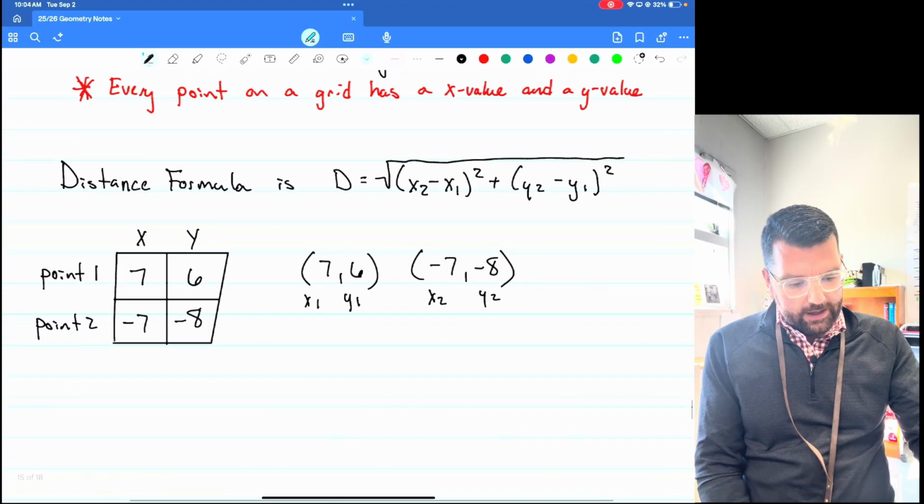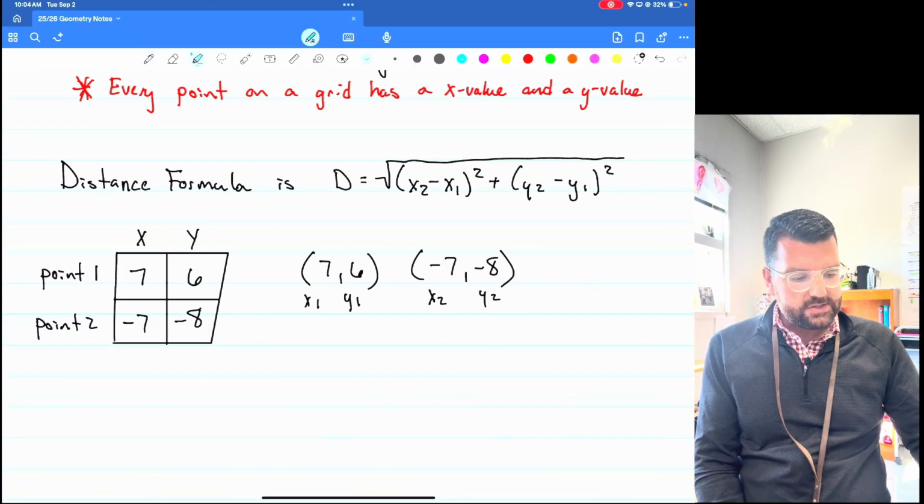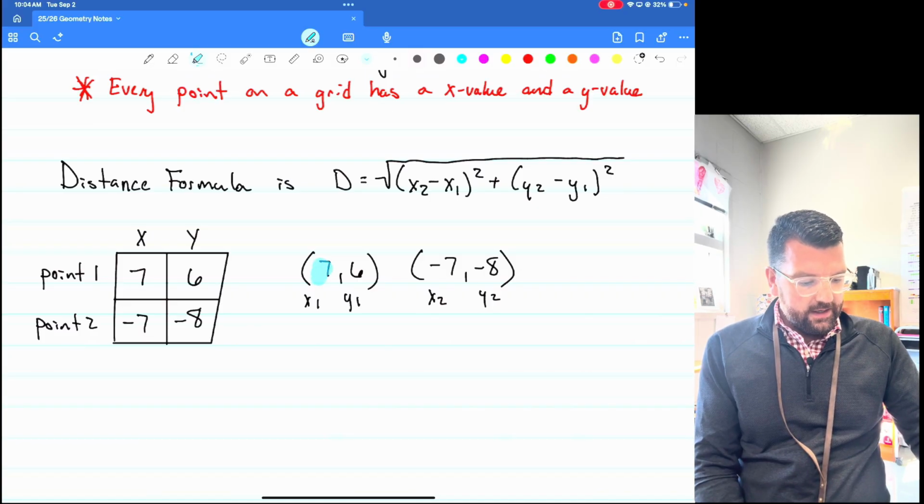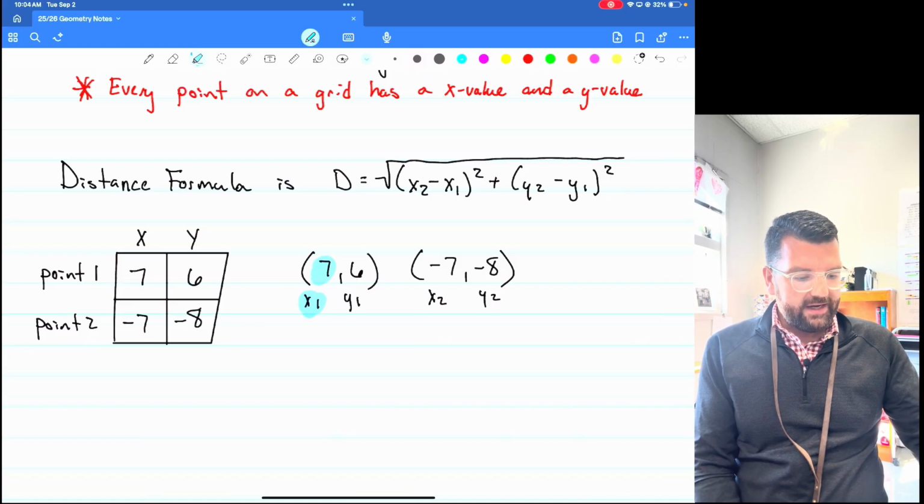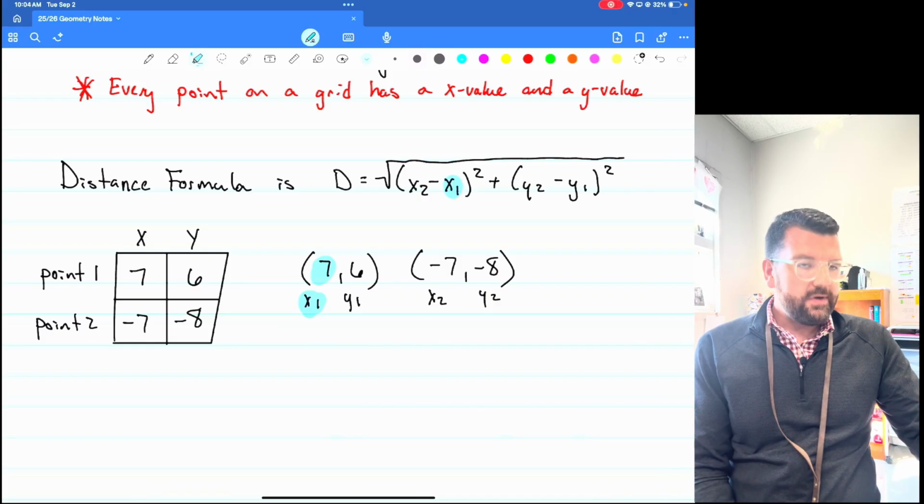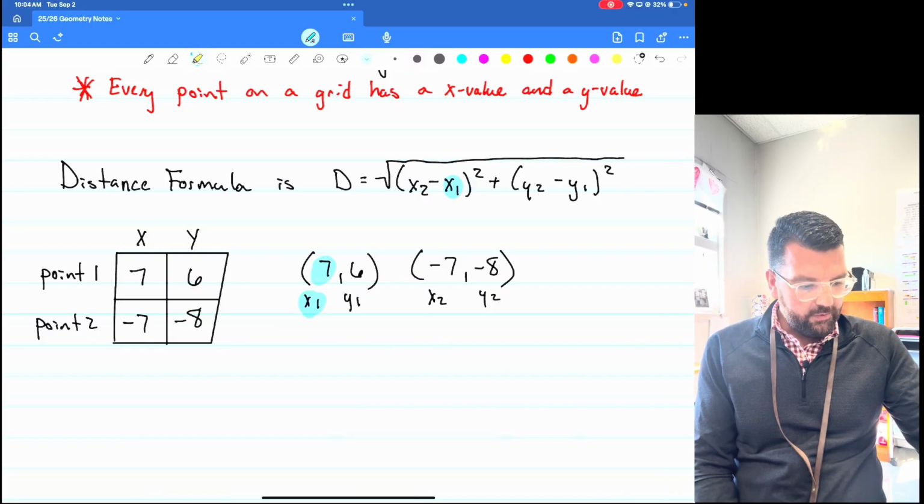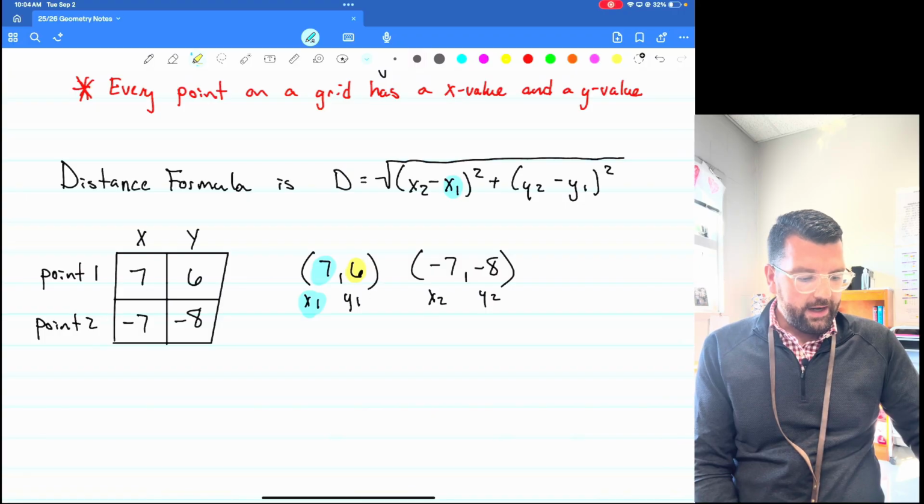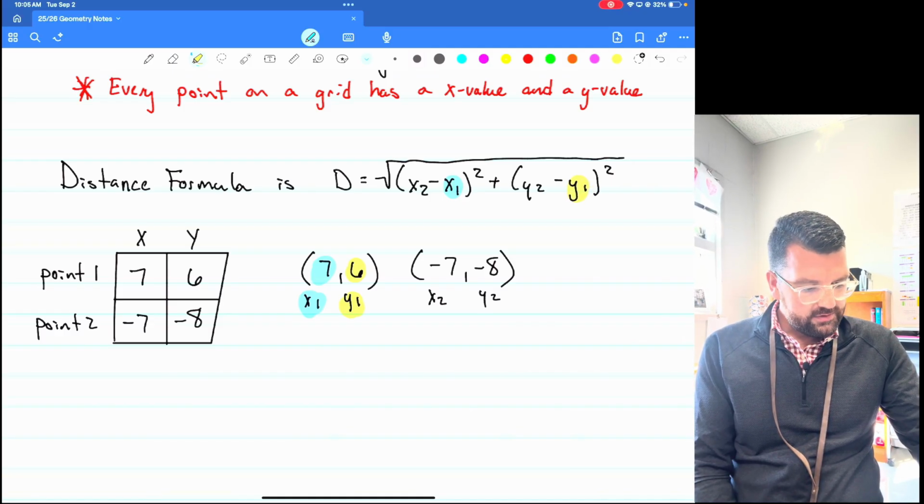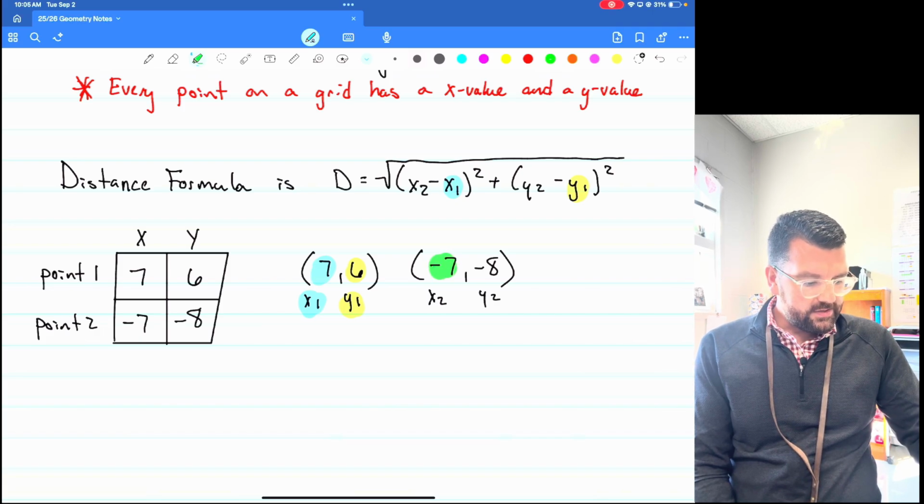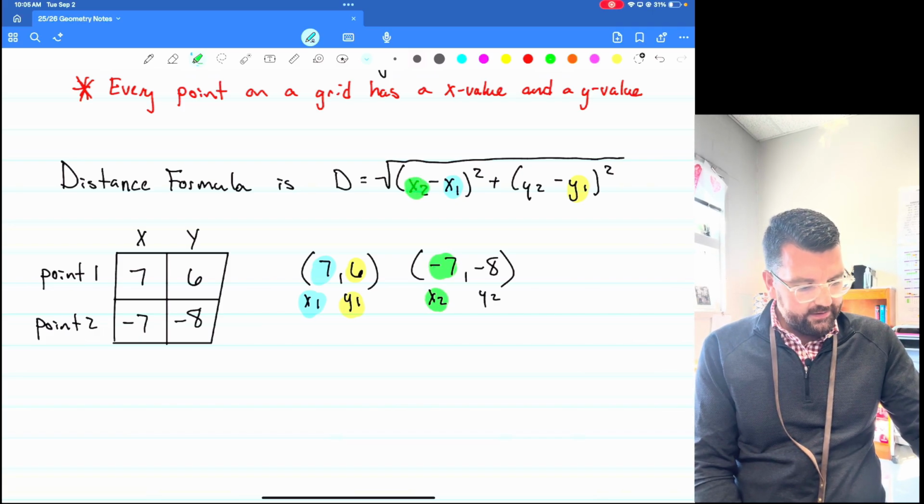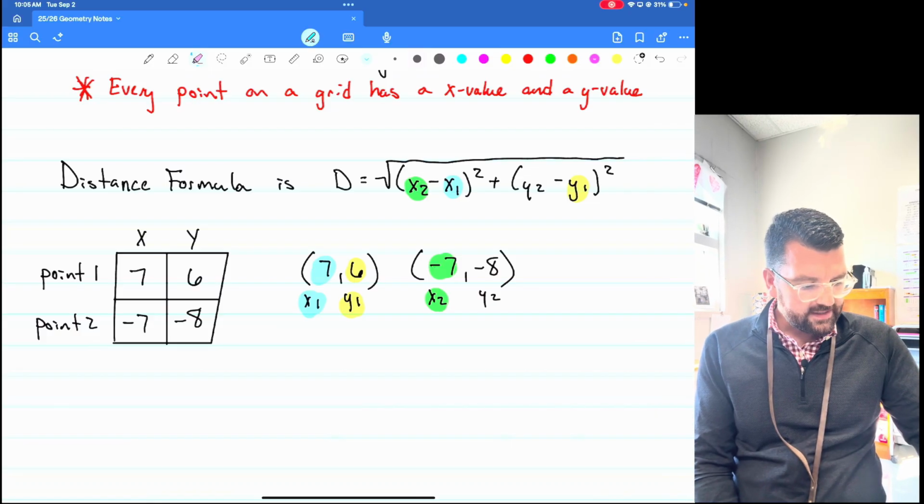Now, what does help me is to highlight sometimes. My x1 value I've highlighted in blue. So into my formula, I'm going to highlight blue where the x1 goes. My y1, I'm highlighting here as yellow. So in my formula, I'm going to highlight it yellow. x2, I'm going to highlight as green. In the formula, green. And then lastly here, my y2, I'm going to highlight in pink.